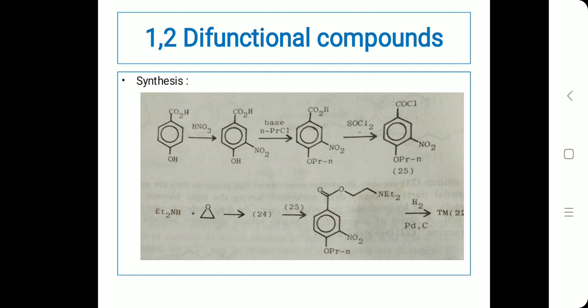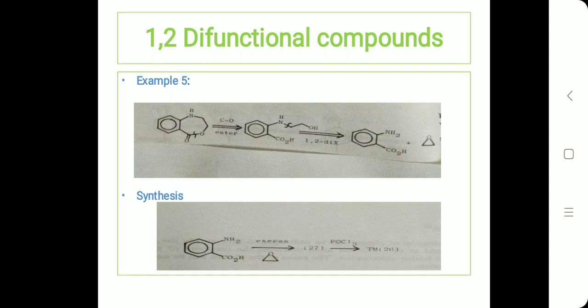So here I've mentioned the synthesis. Once you write down the retrosynthesis, the synthesis will be the reverse. We're just going to follow the same steps of the retrosynthesis but in the reverse manner. So this is the synthesis for that particular anesthetic. So next we'll study example 5.